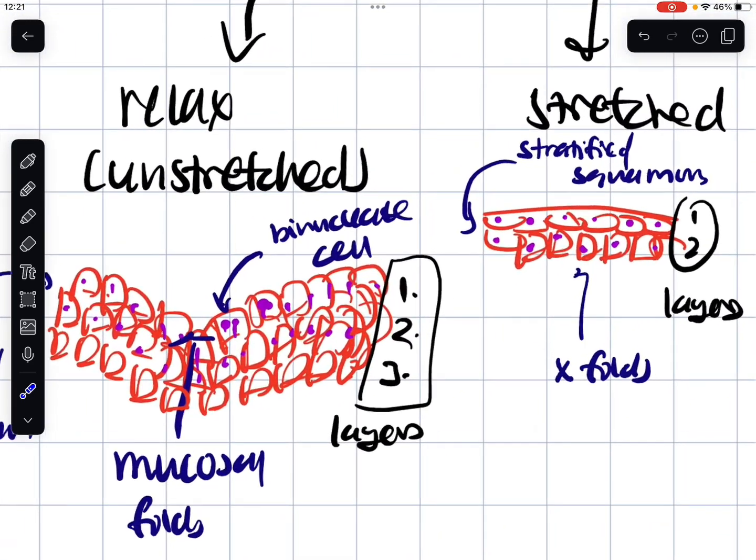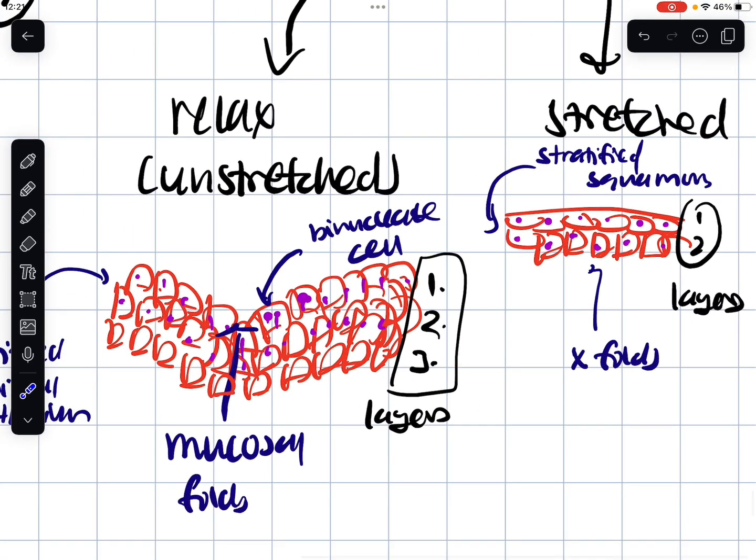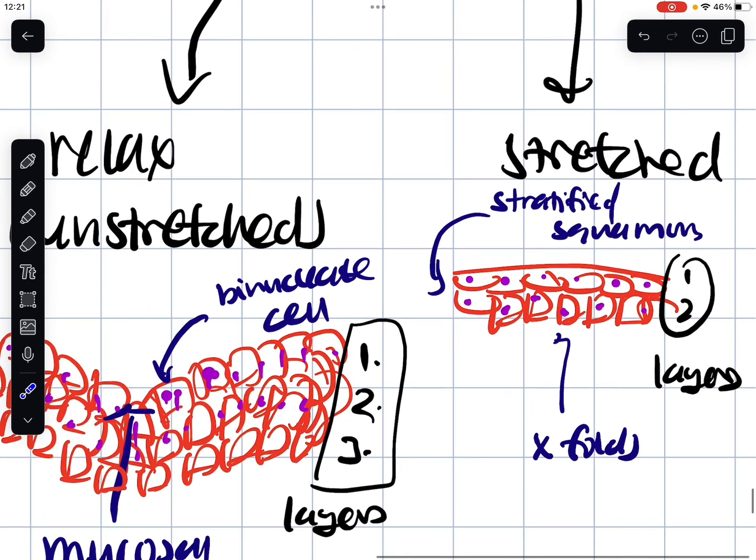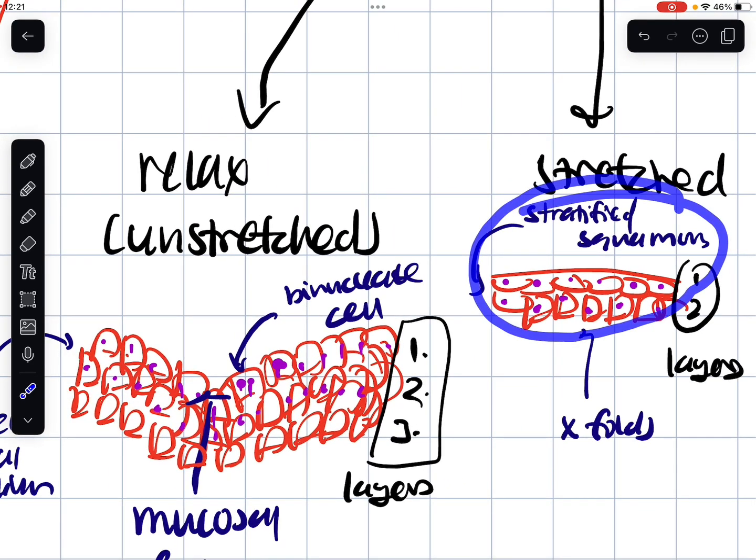And then we have the stretched state. If it becomes stretched, you can see a lot of difference. The first thing you can see is that there are a lot fewer layers, and there are also no more folds. And if you zoom in, all the cells only have one nucleus, and therefore this is stratified squamous.